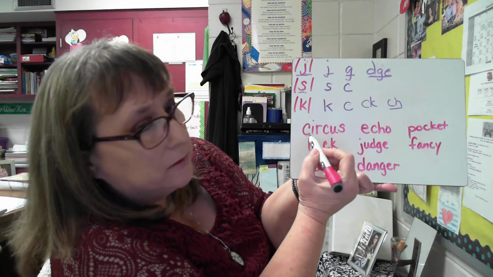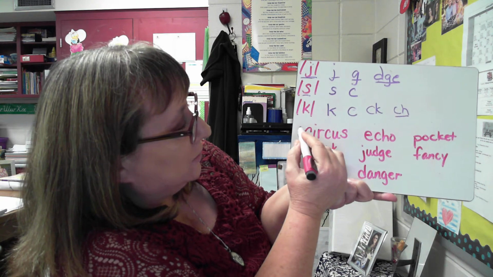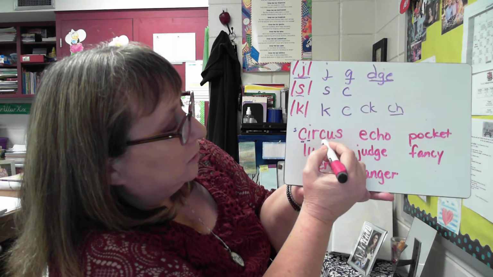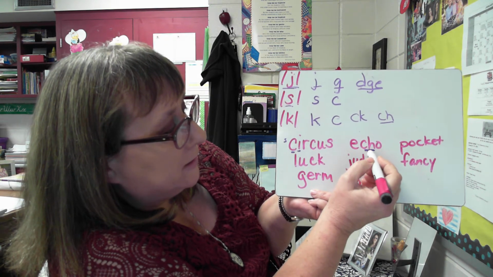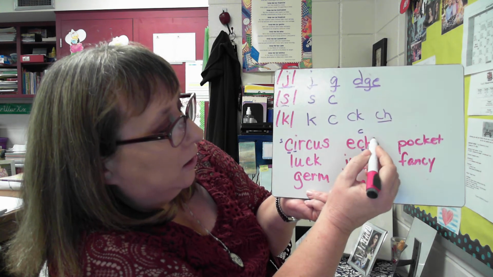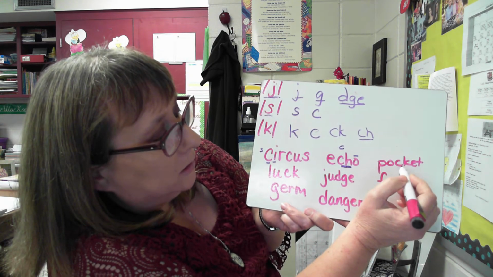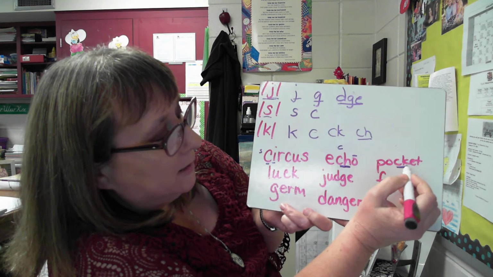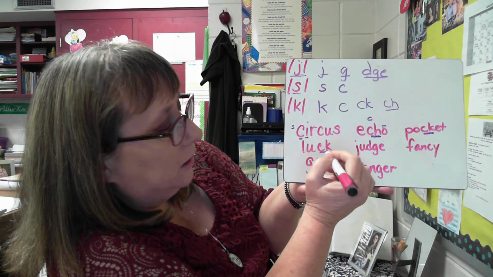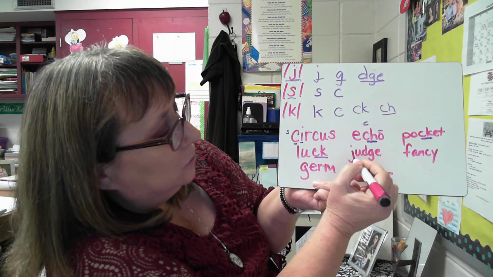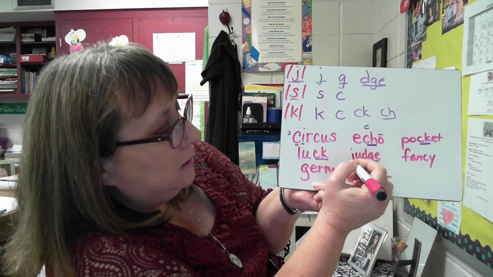Okay, let's read through these words. The first word is circus. Remember, the C is followed by an I, so that's an S sound. Now this is our K sound. Next word, echo. Next word, pocket. There's our K sound. All right, luck. K represented by CK. What represents our J sound? D, G, E, and a J.